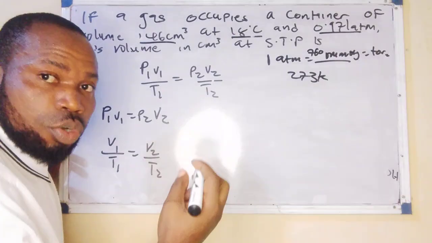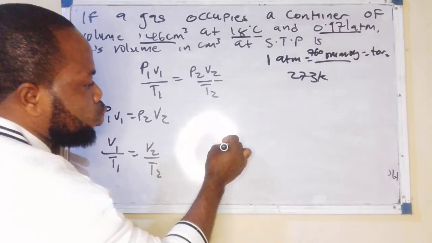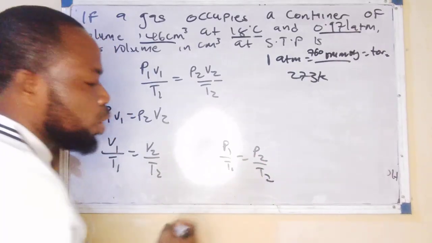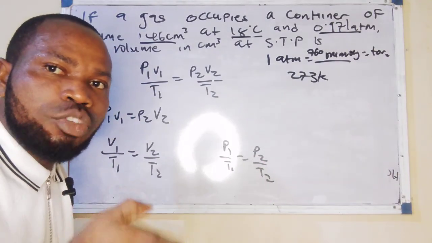Now, most times I would like to say it's a combination of three laws, the third one being the pressure law, which was stated by Gay-Lussac, which is P1 over T1 is equal to P2 over T2.